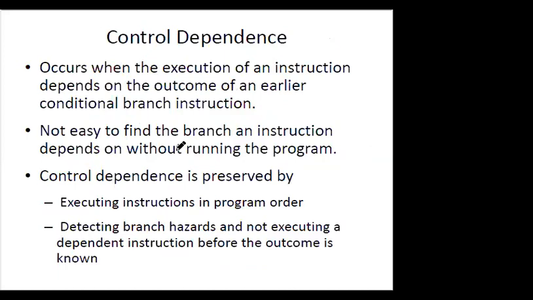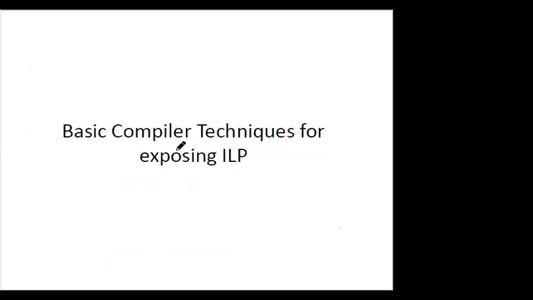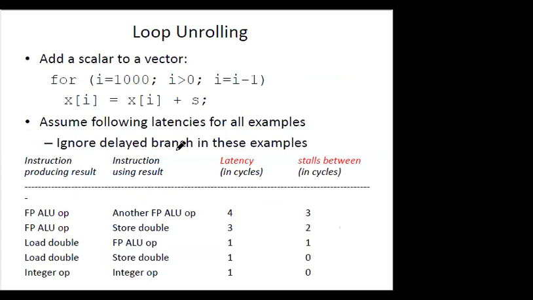So control dependence basically creates a control hazard in the system, and these control hazards result due to conditional jumps. So what are the conditional jumps and how can we overcome them? Let us see in today's lecture. There are some techniques which are used to rectify these hazards, and we are going to discuss them. There are some basic compiler techniques for exploiting the ILP, and one of them is loop unrolling.